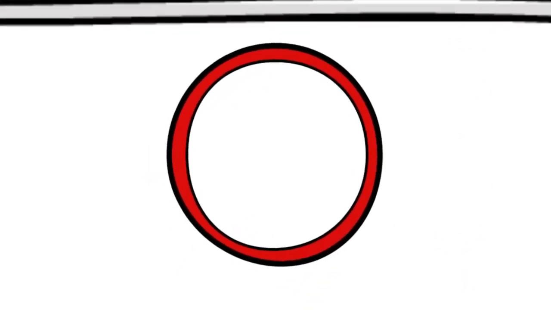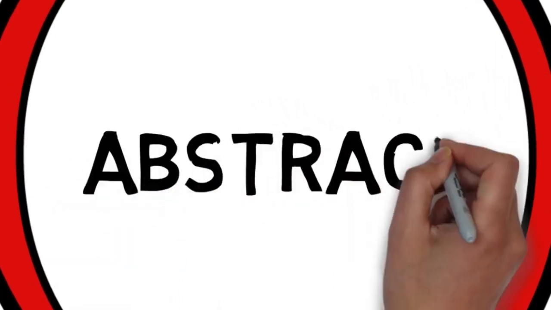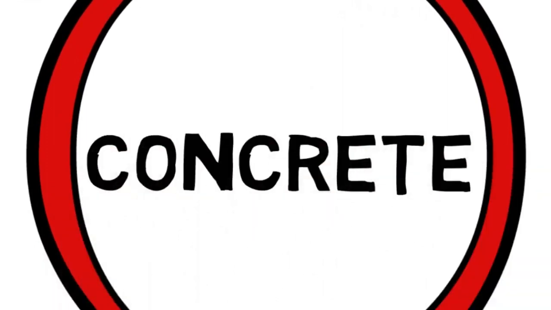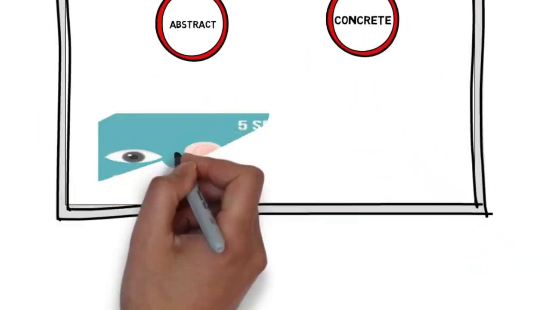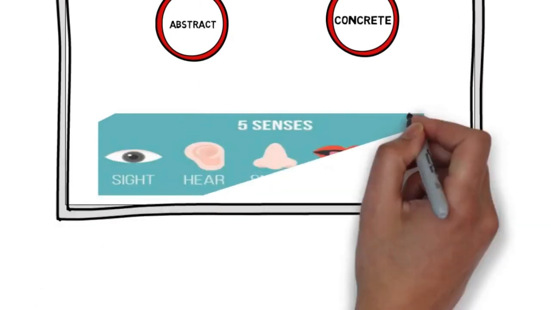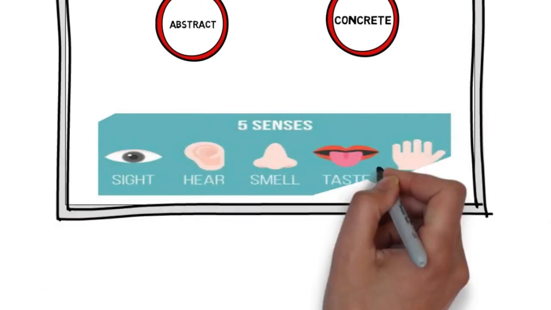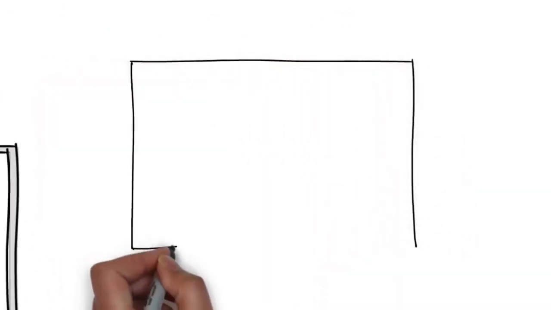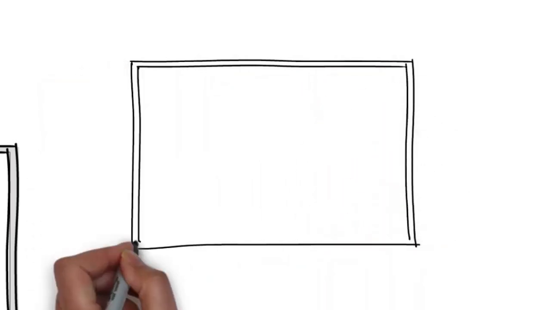First, let's have a look at nouns in terms of abstraction and concreteness. We may talk about ideas or things. Concrete nouns are things that exist in the real world. Things you can see, you can hear, smell, taste, or touch. Words like boy, girl, cat, dog, chair.